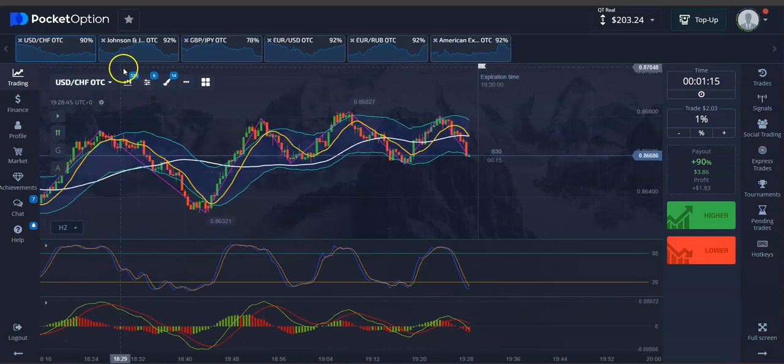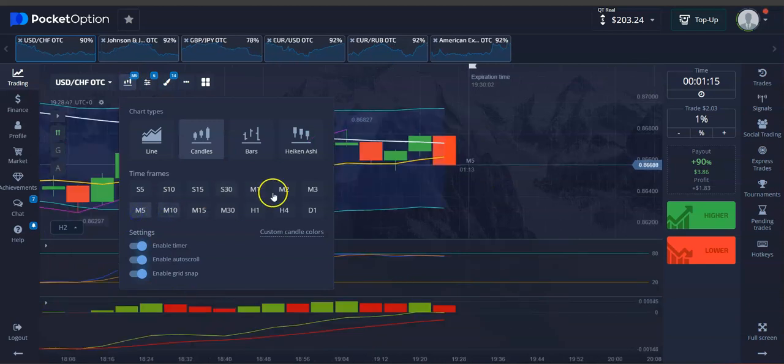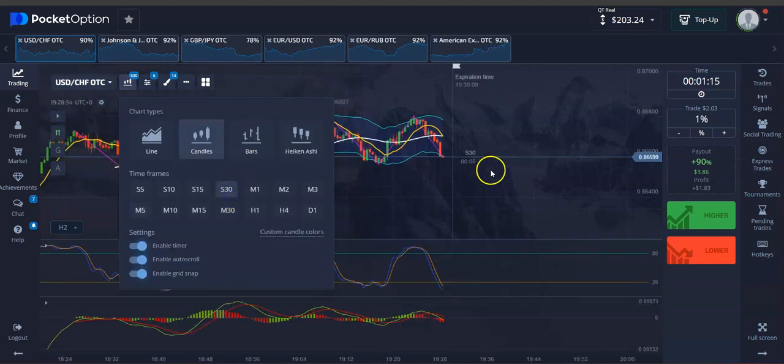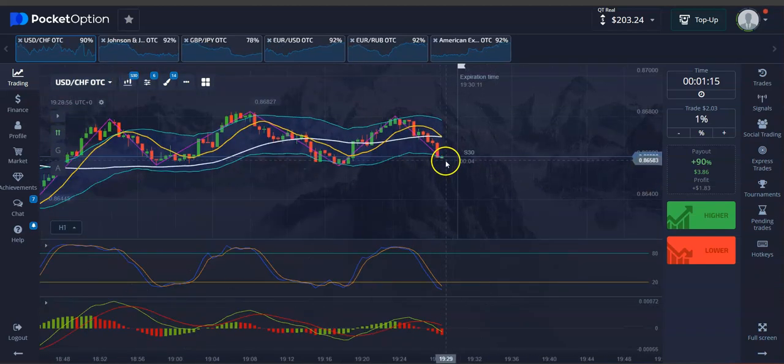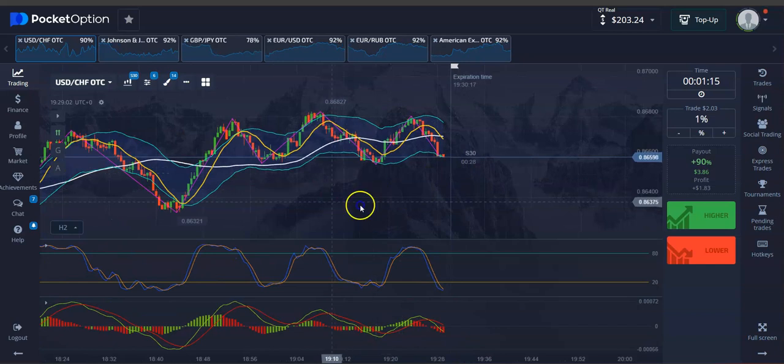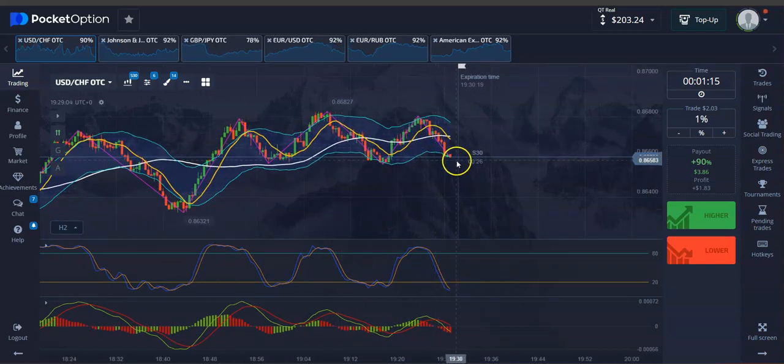All right, so let's see this one right here. Let's go with the 5-minute. On the 5-minute, we can clearly see that this one is on a downtrend, so we're only going to take down positions on this one. Over here would be a good opportunity to enter. Right now the price is going down.